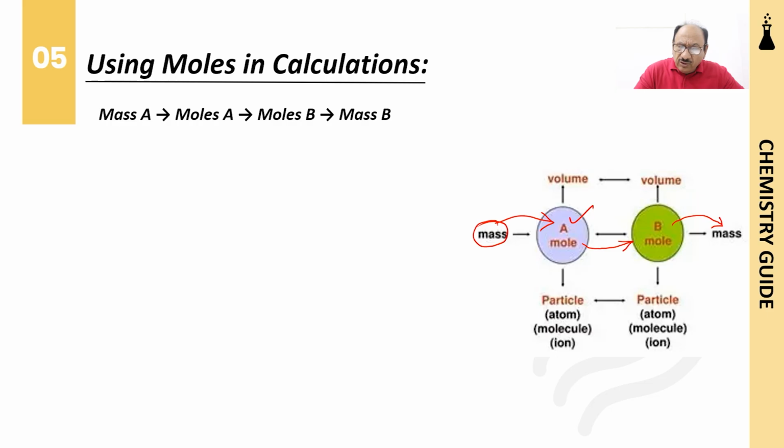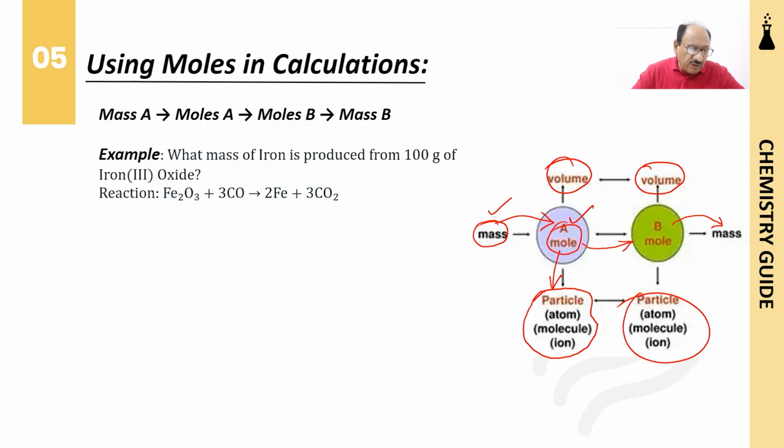So we can convert into particles also, like mass. If we have mass and convert into number of moles, and then if we want the particles, we can convert the atoms, molecules or ions, which are particles. So we'll have to multiply the number of moles by 6.02 into 10 to the 23. We can convert into volume also for gases, and we can find the volume of B, and similarly the number of particles of B as well. So let's take an example so that you can understand better.